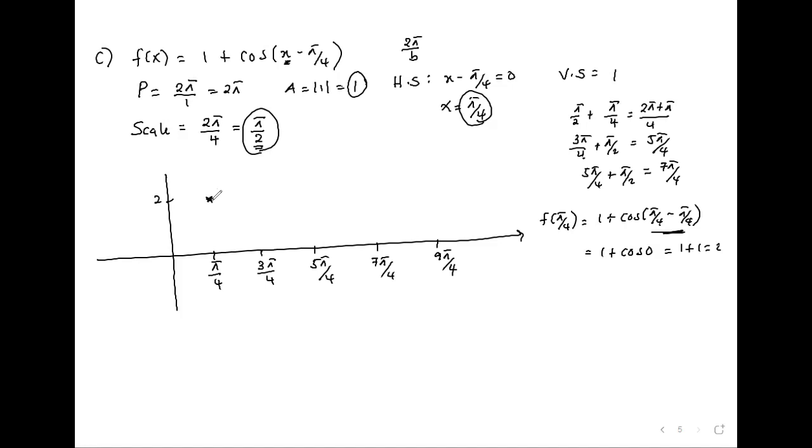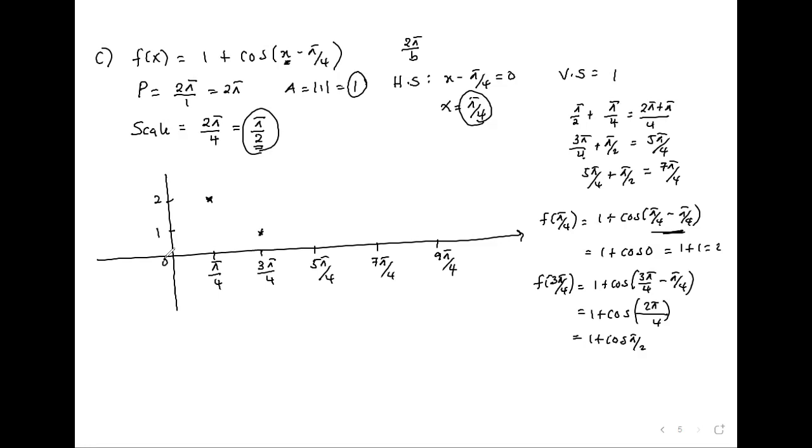When we put 3 pi over 4, we have 1 plus cos of 3 pi over 4 minus pi over 4. That is 1 plus cos of 3 pi minus pi over 4, that is 2 pi over 4, giving us 1 plus cos 90. Cos 90 is 0. So we get 1.